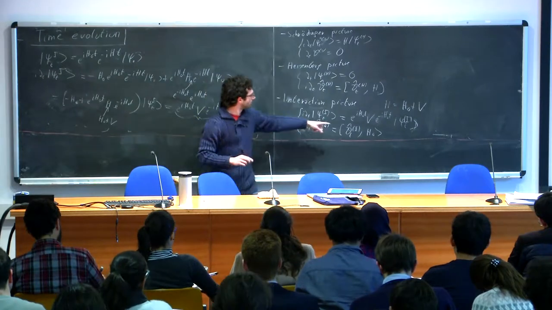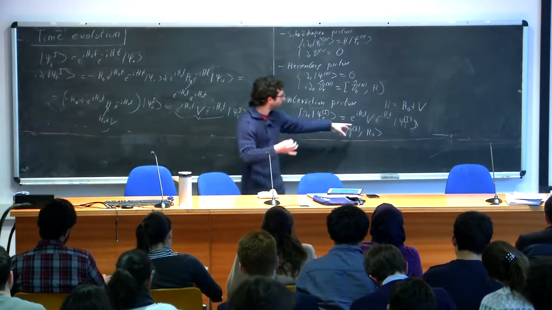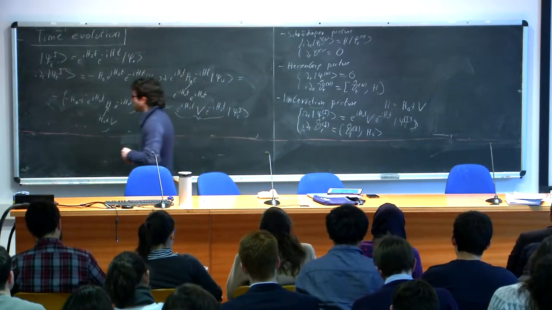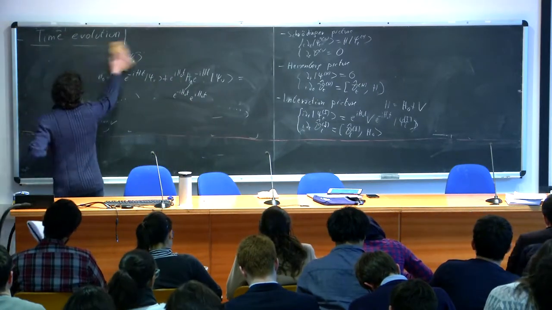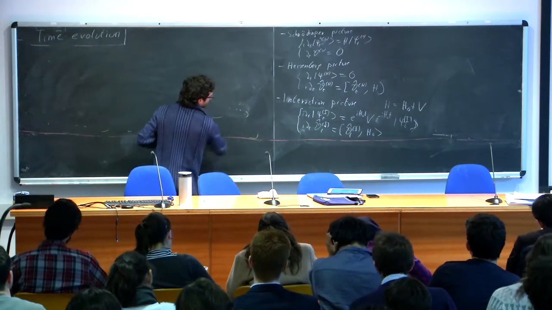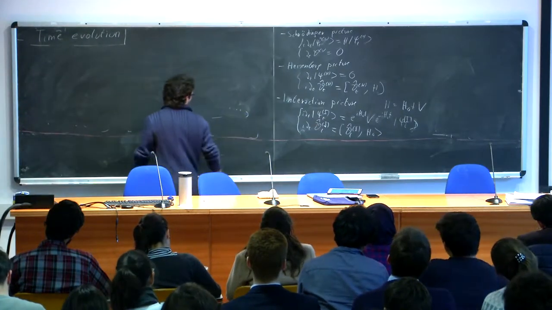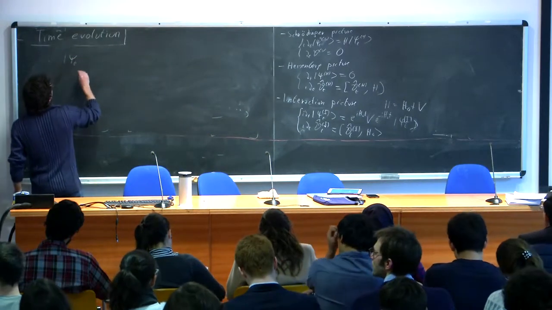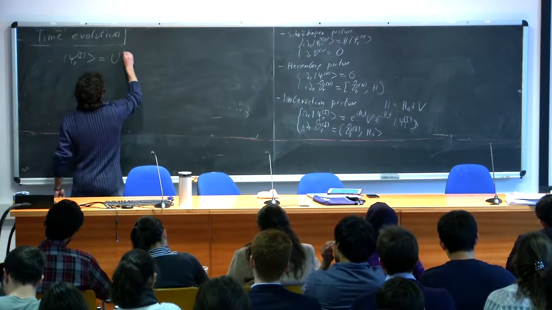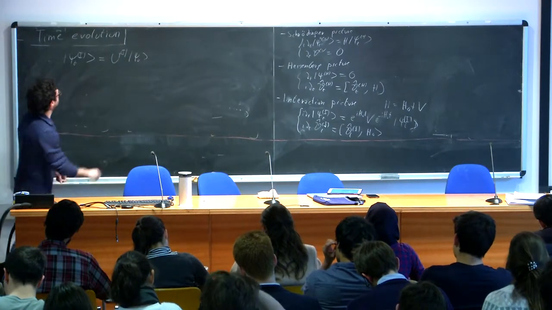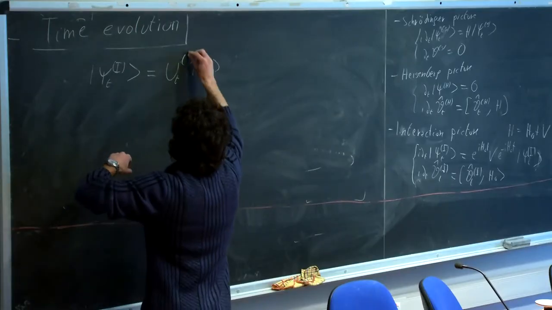Let's spend a few words on this because maybe you are less familiar with the time evolution in the presence of a Hamiltonian with time dependence. What is the solution to that equation? So if you write psi of t, for example in the interaction picture, as some time evolution operator applied to the state at the initial time. This is an I, this is an I, interaction.